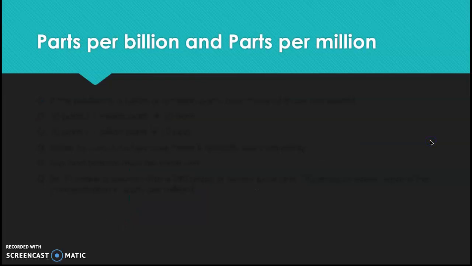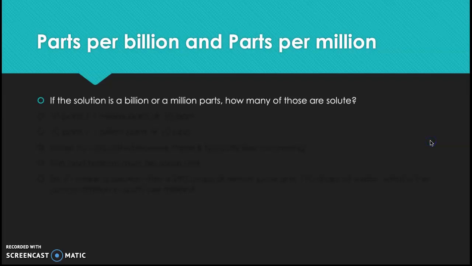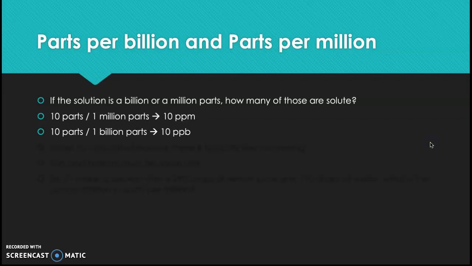Now we're going to take a look at parts per billion and parts per million. This is kind of what it sounds. If the solution is a billion or a million parts, how many of those are the solute? So if we have 10 parts are our solute and we have 1 million parts, that would be a 10 parts per million substance. Likewise, if we have 10 parts solute and 1 billion parts overall, that would be a 10 parts per billion solution. These are easier to calculate because there's kind of less converting.